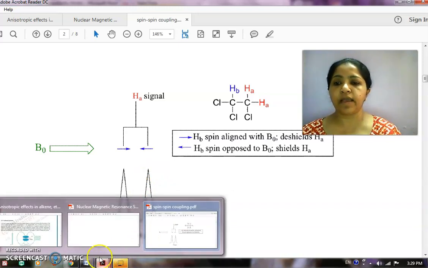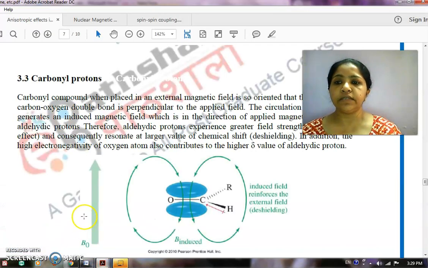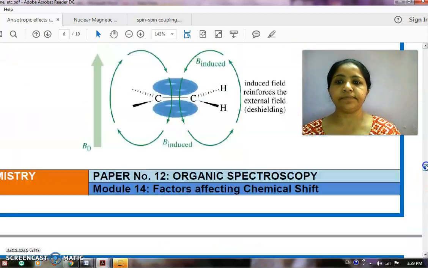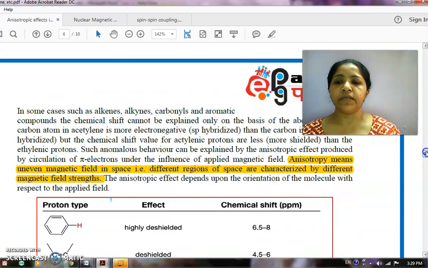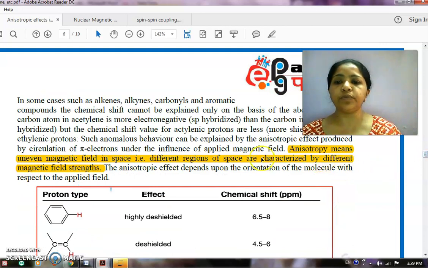So here we will apply the same concept. First of all, let us see what anisotropy is. Anisotropy means uneven magnetic field in space, that is, different regions of space are characterized by different magnetic fields. Now, in case of pi electrons, the pi electrons have an important characteristic difference from the sigma electrons.